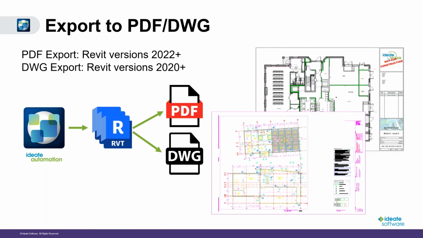This is something to keep in mind if you're running PDF and DWG exports, because we are using the built-in PDF exporter introduced in Revit 2022. The PDF export is supported from Revit 2022 and above. However, the DWG and the others are supported from 2020 and above. This is to keep in mind if you're running this script.